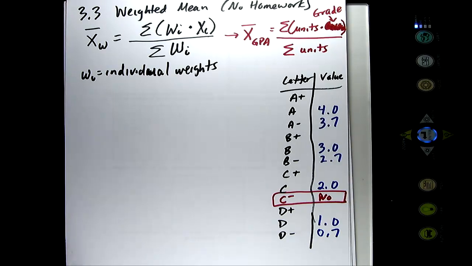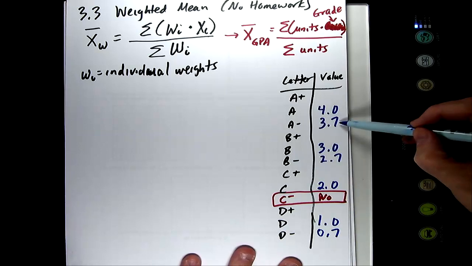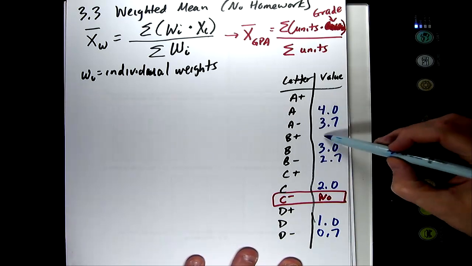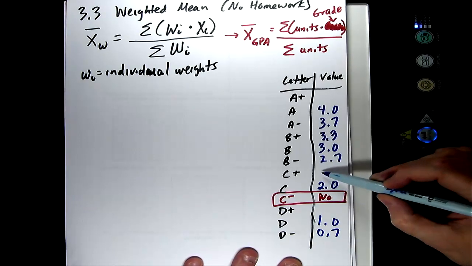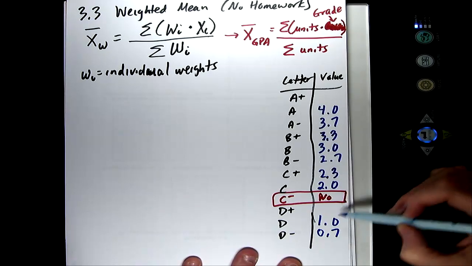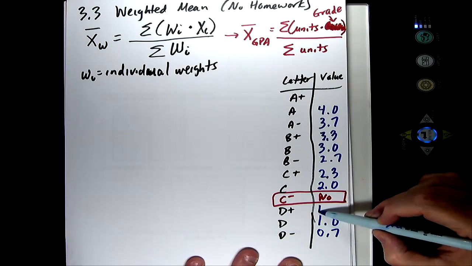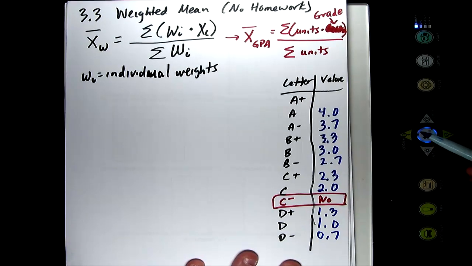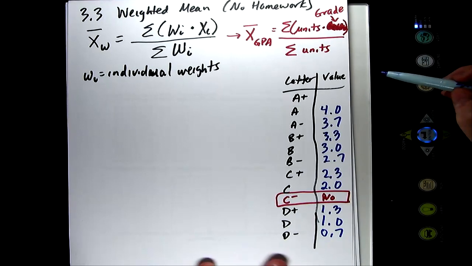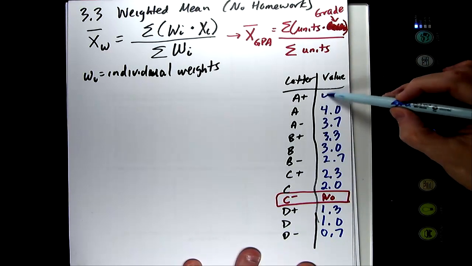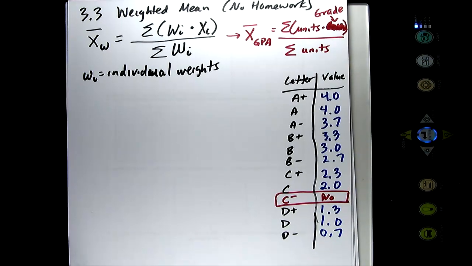So going above it, like you go down, it's minus 0.3, you go up, it's plus 0.3. So if I add 0.3 to 3.0, I get 3.3. If I add 0.3 to 2.0, I get 2.3. If I add 0.3 to 1.0, I get 1.3. If you go from an A to an A plus, they say go fuck yourself. You're only getting a 4.0. You don't get anything special for the A plus.